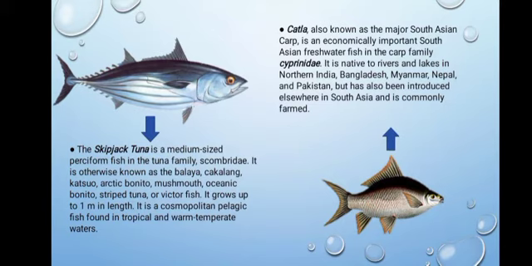Catla, also known as the major South Asian carp, is an economically important South Asian freshwater fish of the carp family Cyprinidae. It is native to rivers and lakes in northern India, Bangladesh, Myanmar, Nepal, and Pakistan, but has also been introduced elsewhere in South Asia and is commonly farmed.